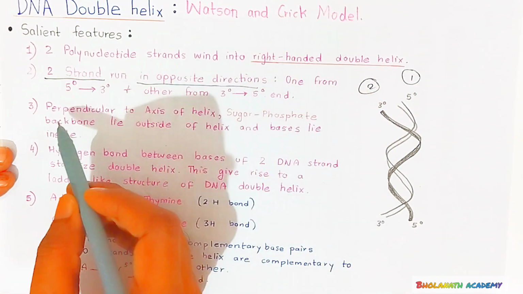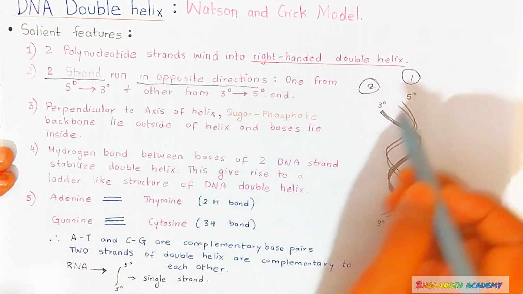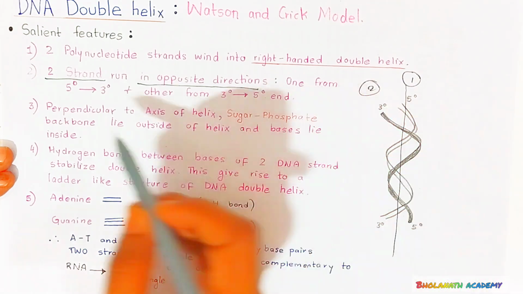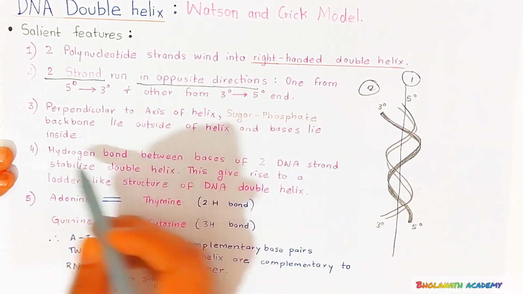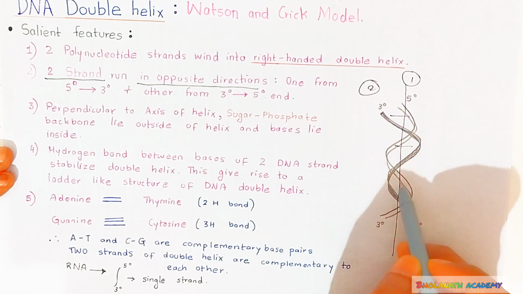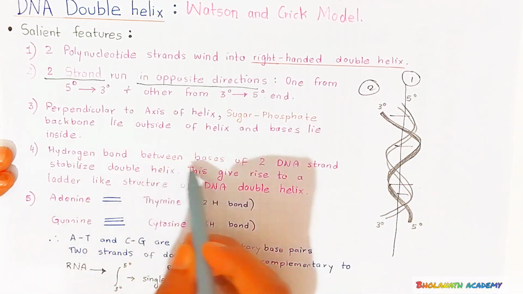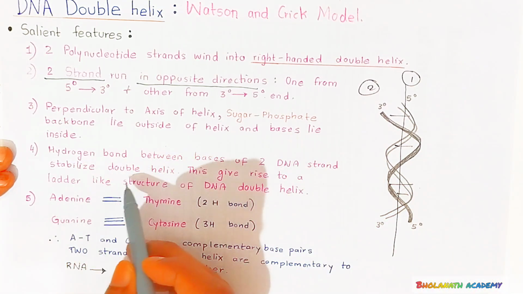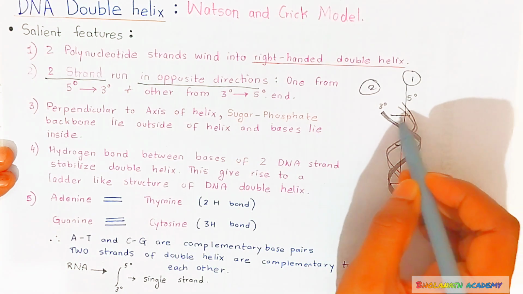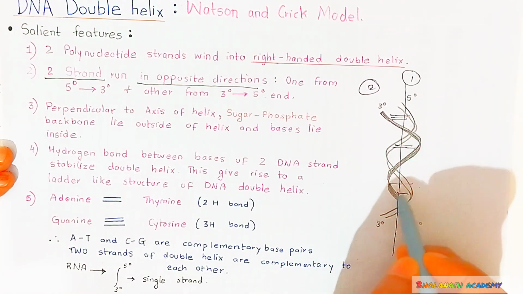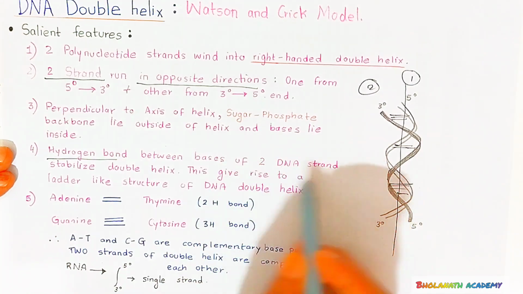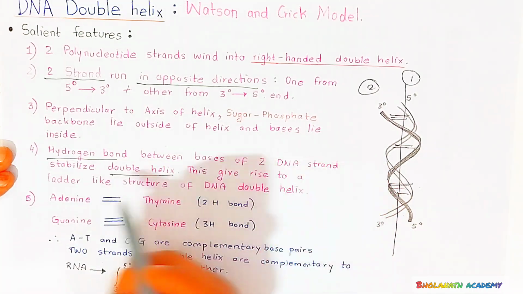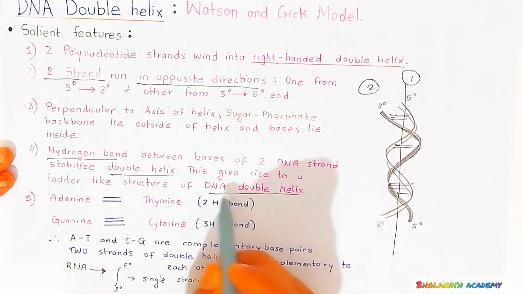We can also read this perpendicular to the axis of the helix. There are perpendicular lines, and they form perpendicular to the axis of the helix. The sugar-phosphate backbone lies outside of the helix and the bases lie inside. These are the bases which are present inside. The hydrogen bonding between the bases of the two DNA strands stabilizes the double helix. As I have told, there is double hydrogen bonding as well as triple hydrogen bonding. This gives rise to the ladder-like structure of DNA as a double helix.